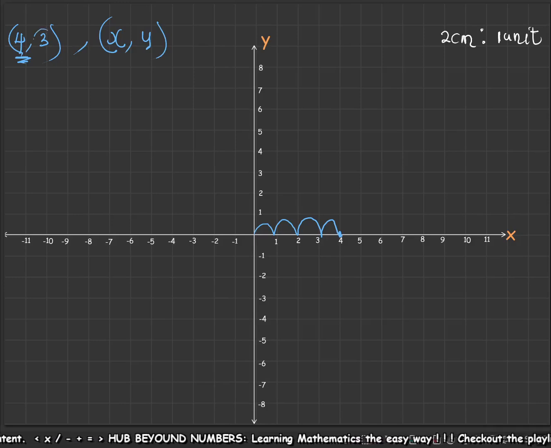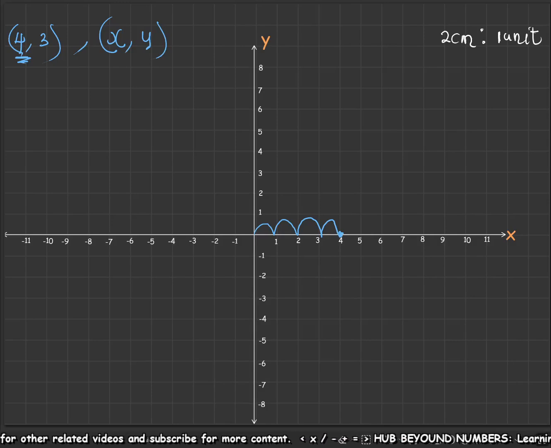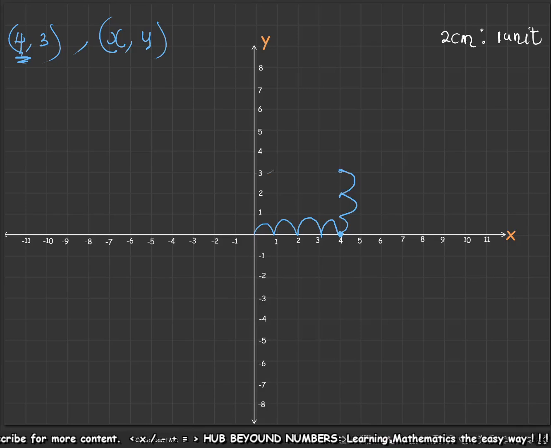Then it now says we should move 3 paces. That is also a positive number. So what that means is you are going to move 3 paces upward. You see, so for the positives, if it is a positive x value, you are moving to the right. If it is a positive y value, you are moving upward. So at this point that I am now, I am moving 3 paces upward. So 1, 2, 3. You see, and it corresponds to our y over here, which is 3.